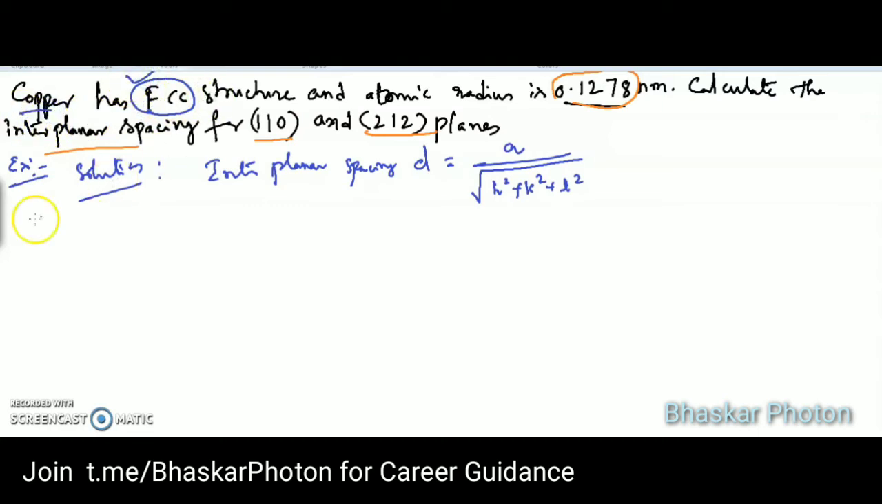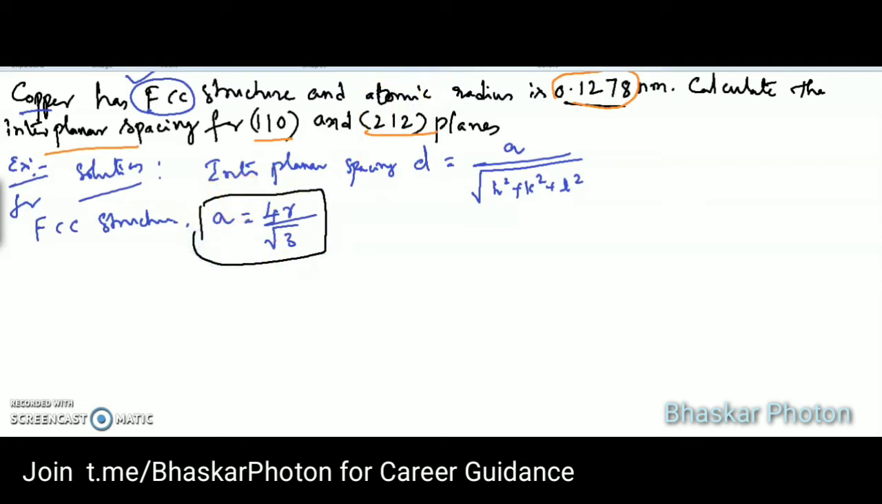Since it is given FCC structure, we know that for FCC structure, A is equal to 4R by root 3, right? So we know this one. Since we know this, A is equal to 4R by root 3, and R is given here, that is 0.1278 nanometers, that is 0.1278 into 10 power minus 9 meters.